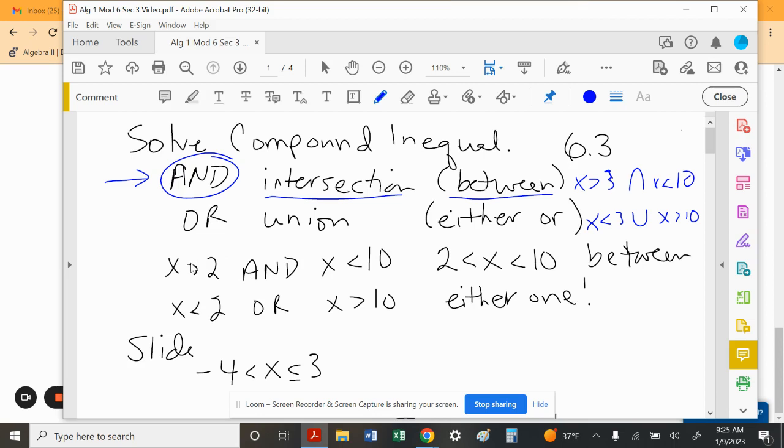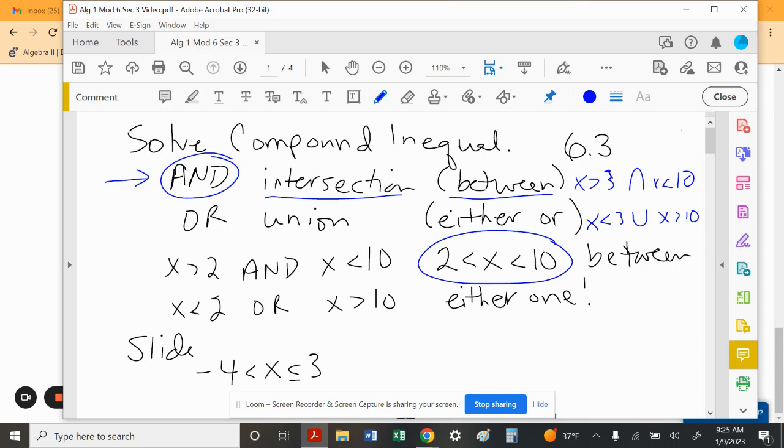So x is greater than 2 and x is less than 10 can also be rewritten as x is in between 2 and 10. Notice how whenever we write an intersection, we always put the less than symbol, and the variable always goes in the middle. So we would not put down 10 is greater than x, which is greater than 2. We don't write it the other way around.